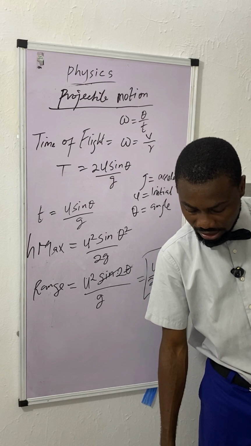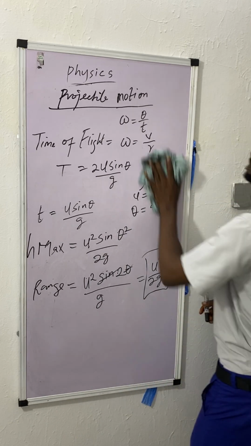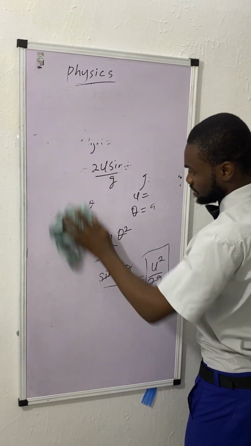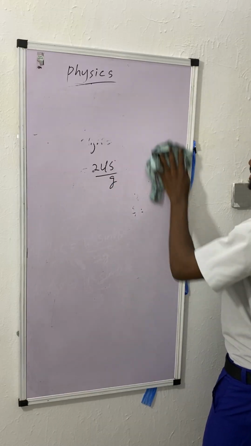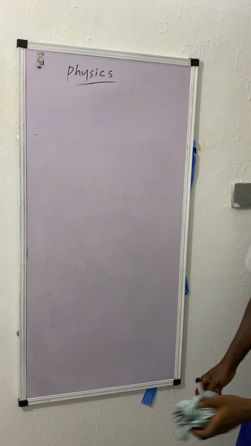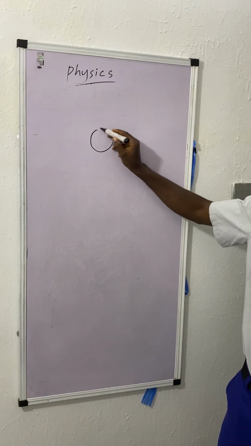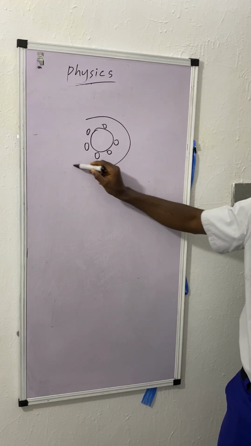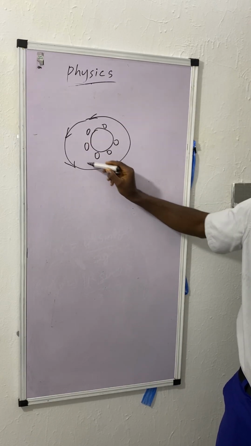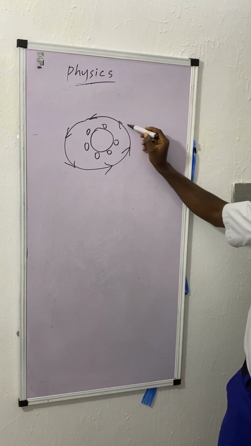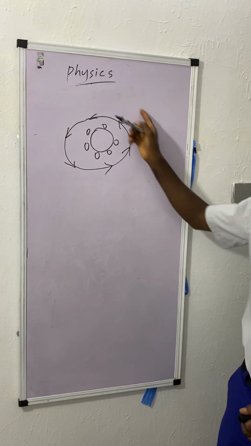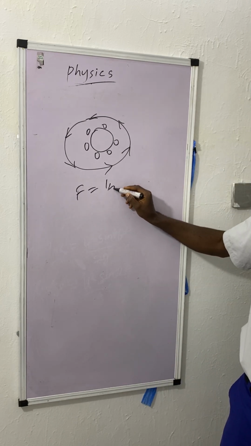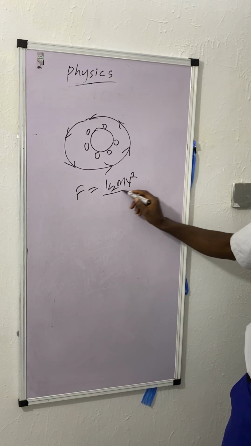We understand the formula for centripetal force. First of all, what is centripetal force? Centripetal force is the force that keeps a body moving around a circle, or in a circular path. For example, this is a circular path and a body is moving around it. The body keeps moving around the circular path. The force that enables this body to move around this circular path is known as centripetal force. And the formula is given as F equal to 1 over 2 mv squared over r.